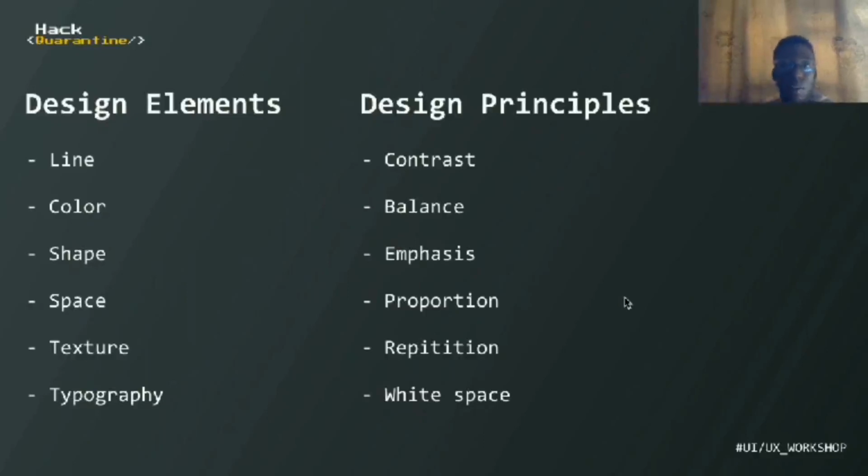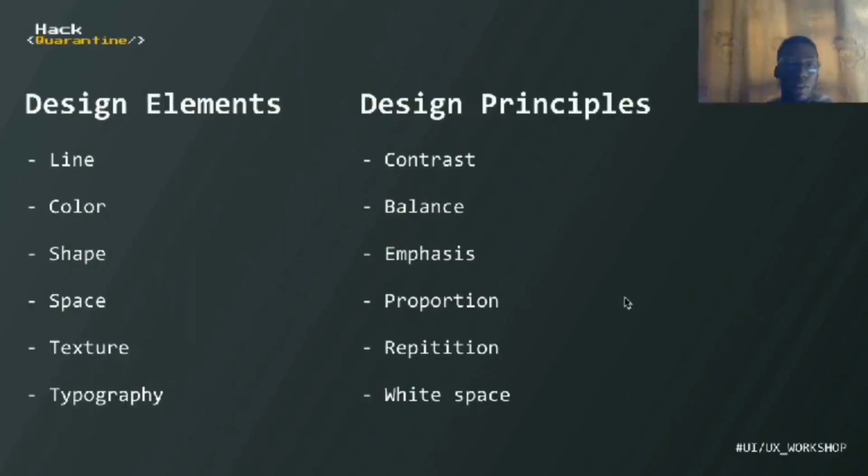Now space is the area in your design where elements are not interacting with each other. Texture has to do with the coarseness of your design. Probably you're having a rough texture or a smooth texture in your design.